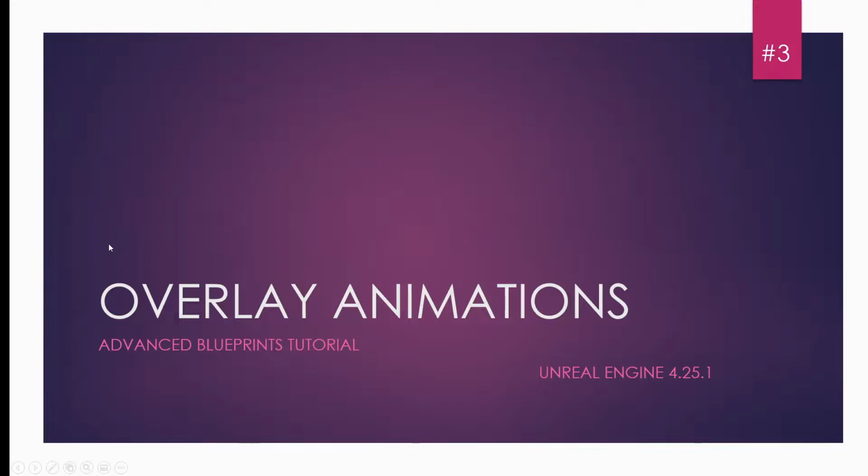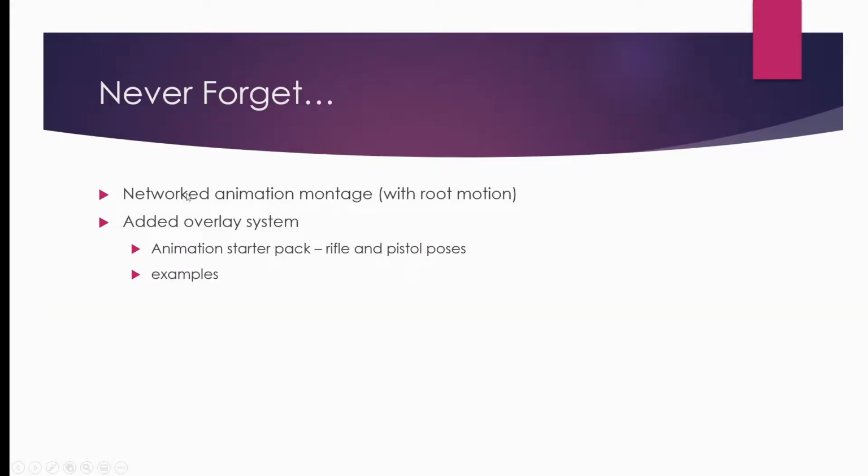In this episode we're going to focus on the overlay animation system that is being added to the animation master component. What we did in this episode is add the network animation montage with root motion directly to the component. You can run an event from there. And we added an overlay system which is already included in the base animation graph, with two examples, rifle and pistol poses from the animation starter pack, as well as a few examples of gameplay possibilities using those features. So let's jump in.